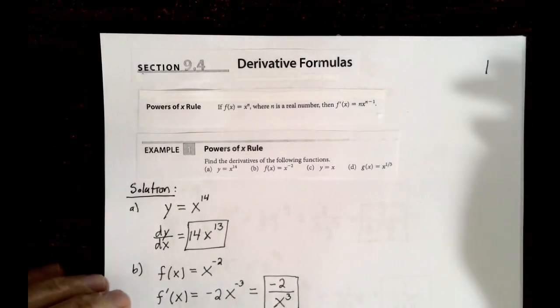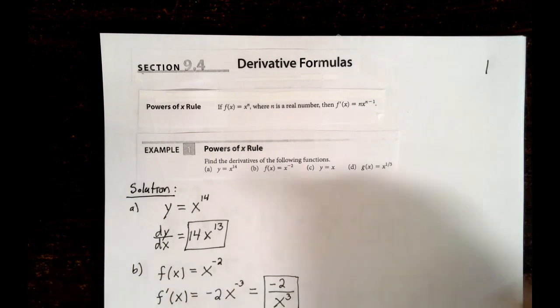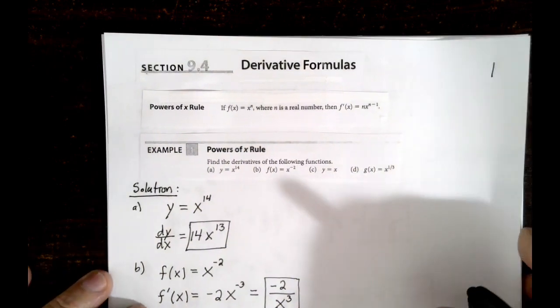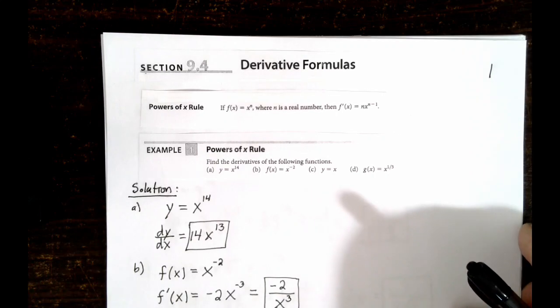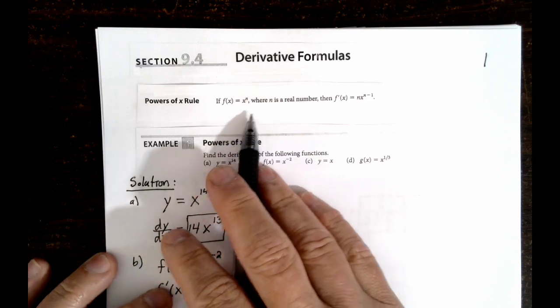All right, this is section 9.4. We leave aside the idea of limits now, and we use very specific rules to find the derivative, which is a lot simpler than having to use this cumbersome idea of limits. So, the first rule that we understand is the power rule.